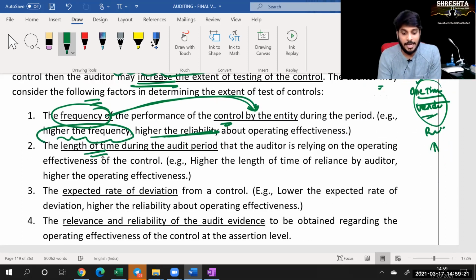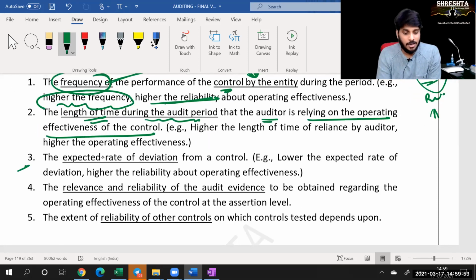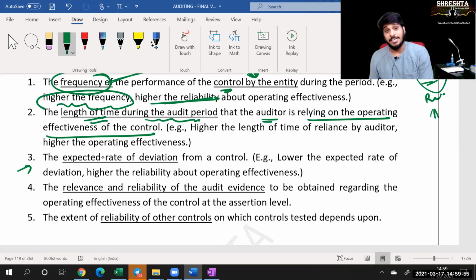The second factor is the length of time during the audit period that an auditor is relying on the operating effectiveness of the control. Now there is a control over purchases. For what period of time are you believing that control? I believe it throughout the year. I saw that control process. I verified certain transactions in my sample which happened some 6 or 7 months ago, so I believe the controls are effective throughout the year. If you think the controls are effective for a longer period, you have high reliance on that.